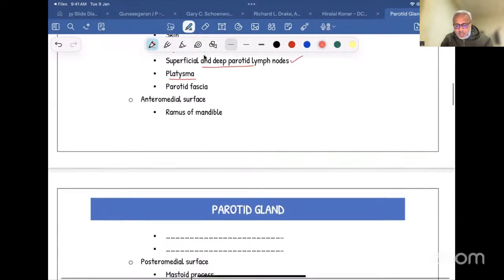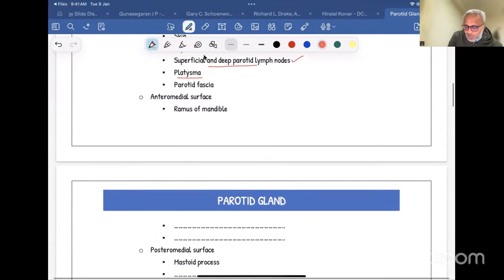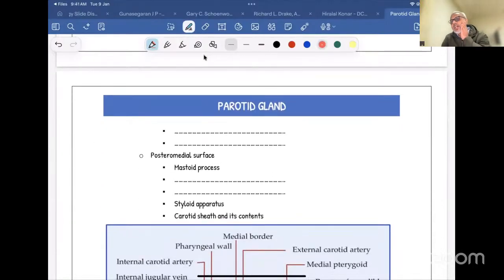Done. Then what about the other 2 surfaces? The other 2 surfaces are anteromedial and posteromedial. The anteromedial surface is related to one bone, as we just saw, and then 2 muscles. Anteromedially, it is related to the ramus of the mandible. Now, can you tell me, what are the 2 muscles attached to the ramus which actually look like mirror images? One on the outside and the other on the inside.